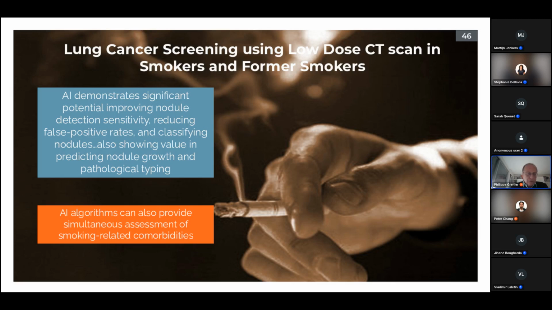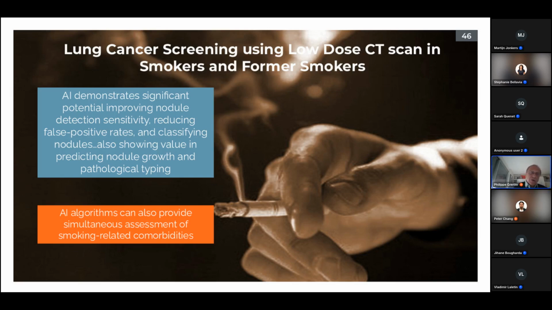So now let's move on to lung cancer screening using low-dose CT in smokers and former smokers. We know now that AI demonstrates significant potential improving nodule detection sensitivity, reducing false positive rates, and classifying nodules, also showing value in predicting nodule growth and pathological typing.